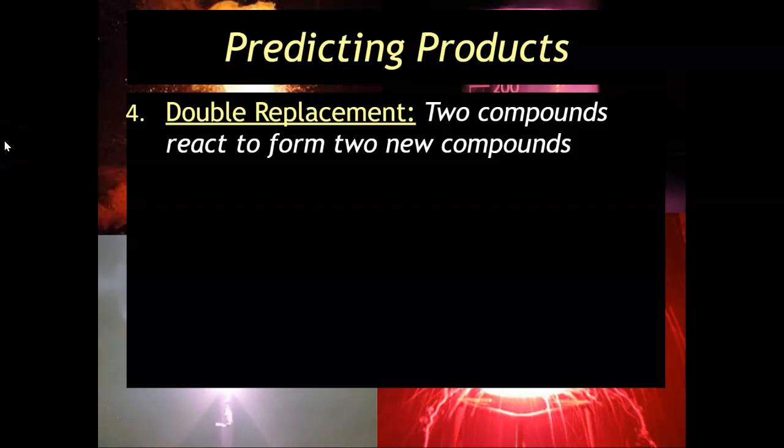So what is a double replacement? This is when two compounds react to form two new compounds, okay? Remember, in a single replacement, you had an element and a compound on the left, and then an element and a new compound on the right. The difference between single and double is that with a double replacement, you're going to have two compounds on the left and then two compounds on the right. They've basically just flipped what elements they're bonded with. Okay, so we're going to do a switcheroo in both of these compounds.